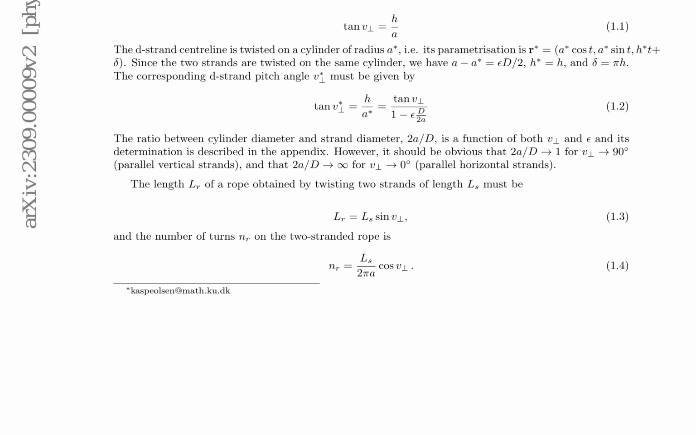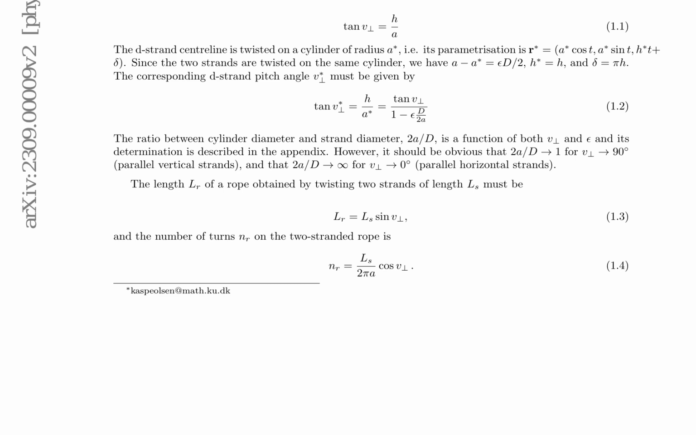The ratio of the cylinder diameter to the strand diameter, 2a over d, is a function of both v and epsilon, and its determination is described in the appendix. This ratio approaches 1 for parallel vertical strands, v approaching 90 degrees, and approaches infinity for parallel horizontal strands, v approaching 0 degrees.